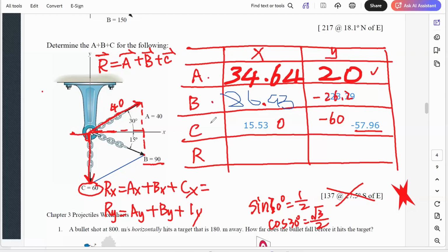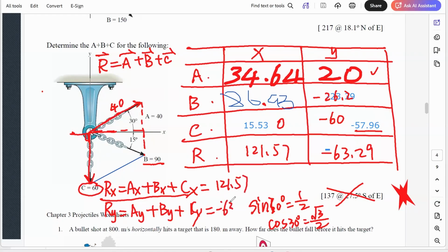Now, can you add this? So AX plus BX plus CX, you get RX using this. So what do you get? 34.64 plus, what do you add? 93. And then you add a 0. What do you get here? 121.57. That's good. Then how about Y, right? 29. Okay. So this is CY. You add it. So this is 121.57. And then Y would be negative 63.29. Right? Yeah.